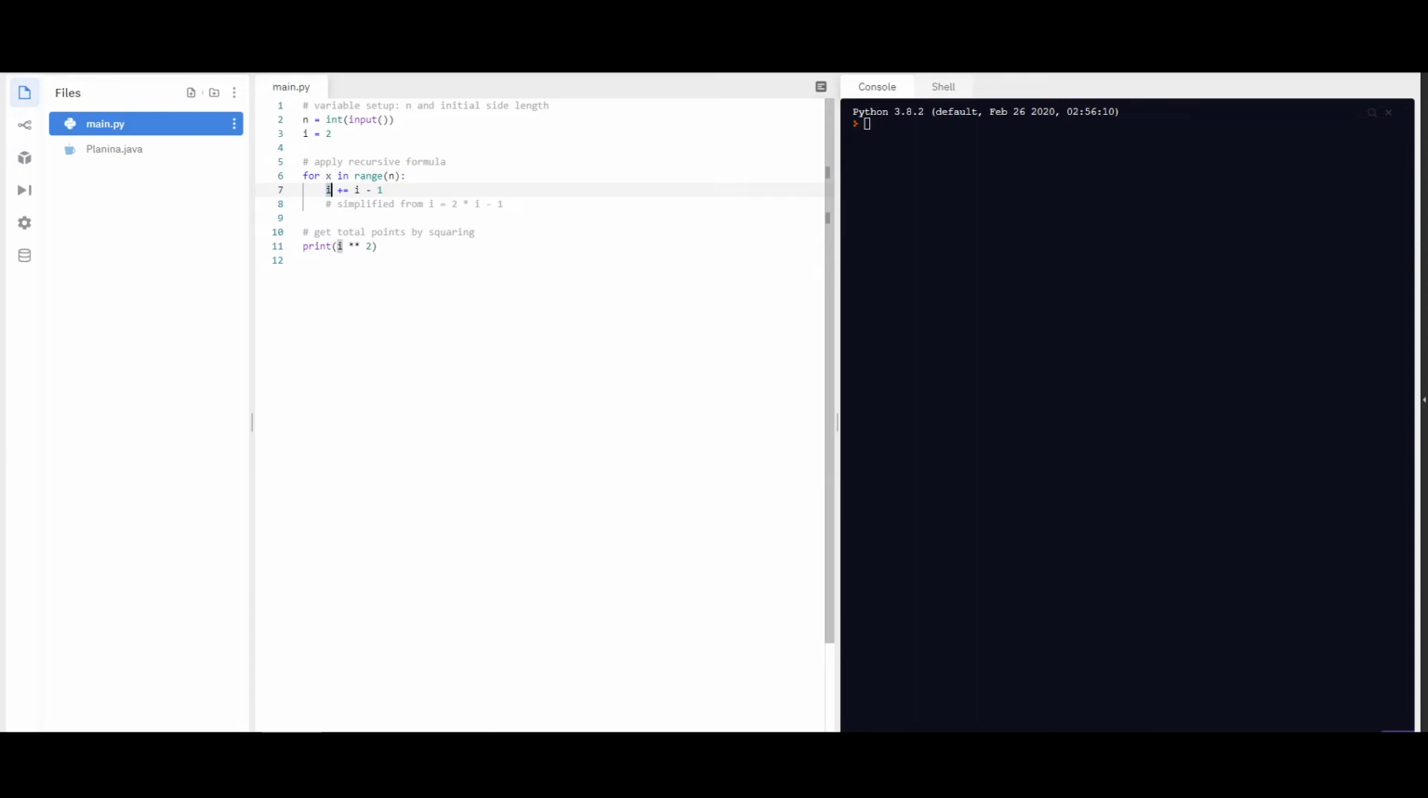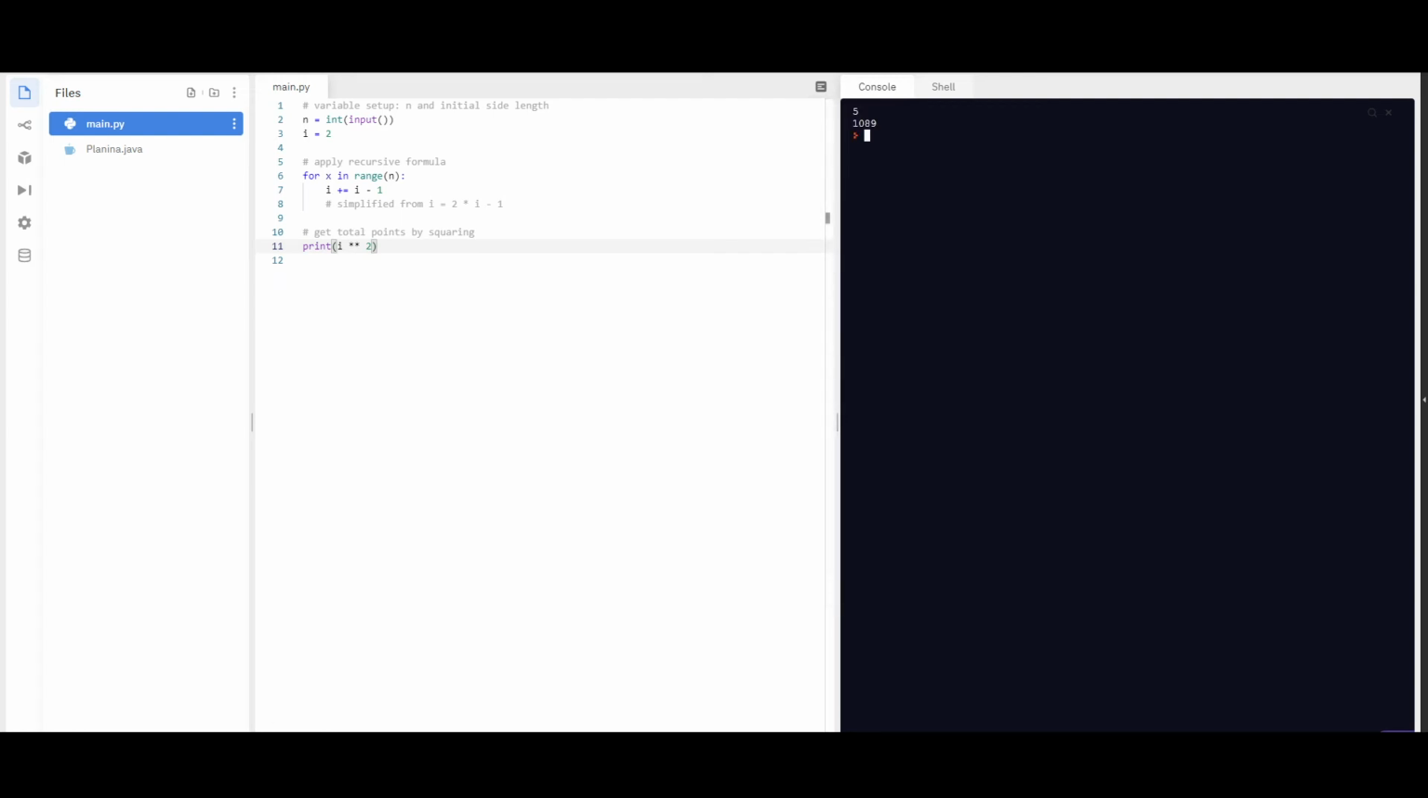The last thing we need to do now that we have the number of points on each side of the grid calculated is just to print out the square of that value, which is what we do in line 11. And that should give us our result for the code. So let's try out our sample inputs. If we type out 1, it should return 9. If we type out 2, it should return 25. And if we type out 5, it should return 1089.